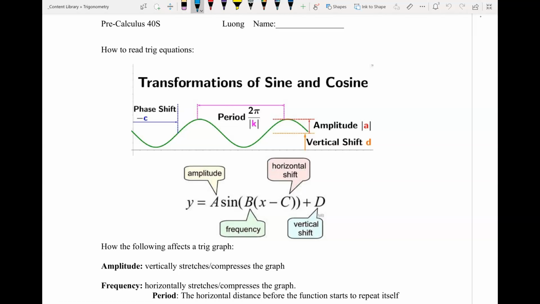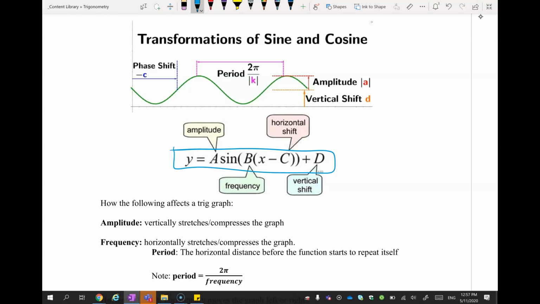Here's our lesson on doing transformations of sine and cosine graphs. If you look at the format that I have over here, it's very similar to our transformations unit. There are specific names to describe the transformations when we're dealing with sine and cosine graphs. The A stands for amplitude, and that would be the stretch in your y values. Your frequency is related to your period, but this will horizontally stretch or compress your graph.